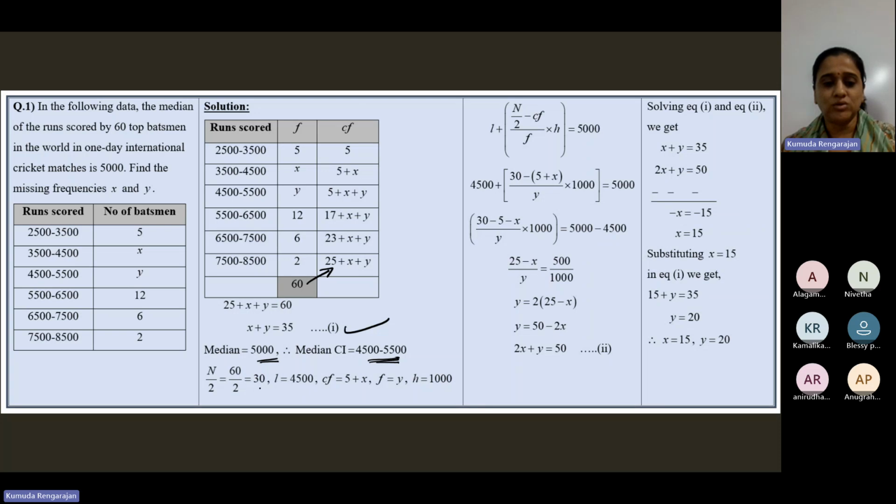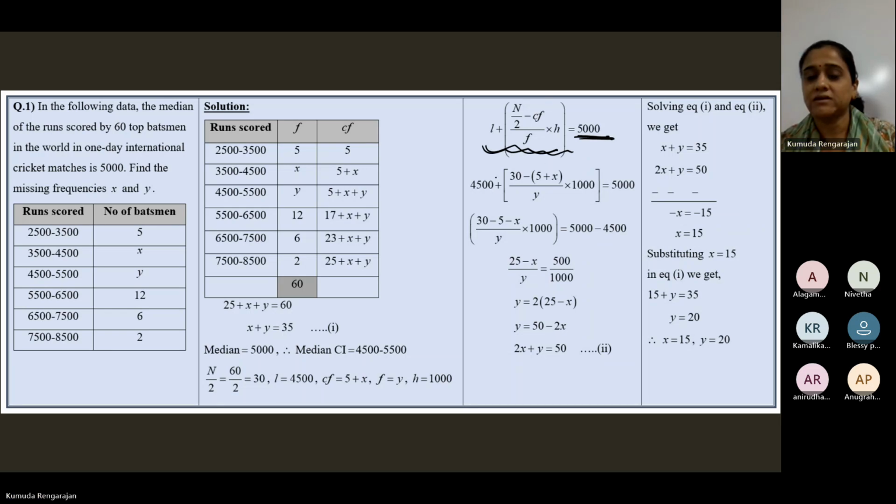N by 2 is 60 by 2, 30. L is the lower limit, 4,500. Cumulative frequency is of the class preceding the median class interval, this one before the median class interval. The frequency of the median class interval is y. And h is the width of the median class interval, 1000. You have to write all this. Now the median is given to be 5,000. The median is L plus (n by 2 minus CF) by f into h, which is equal to 5,000.